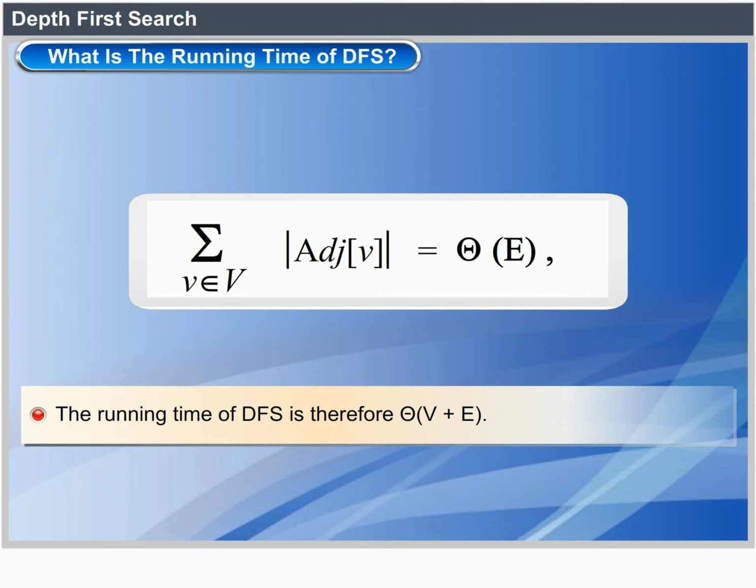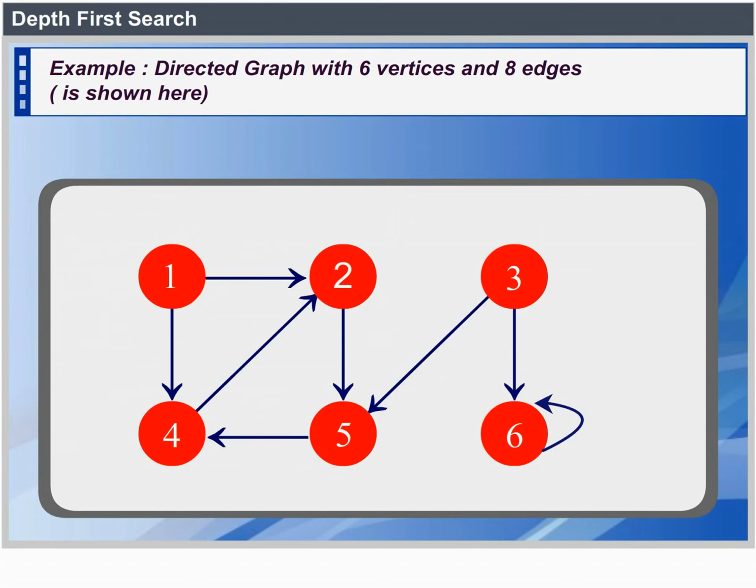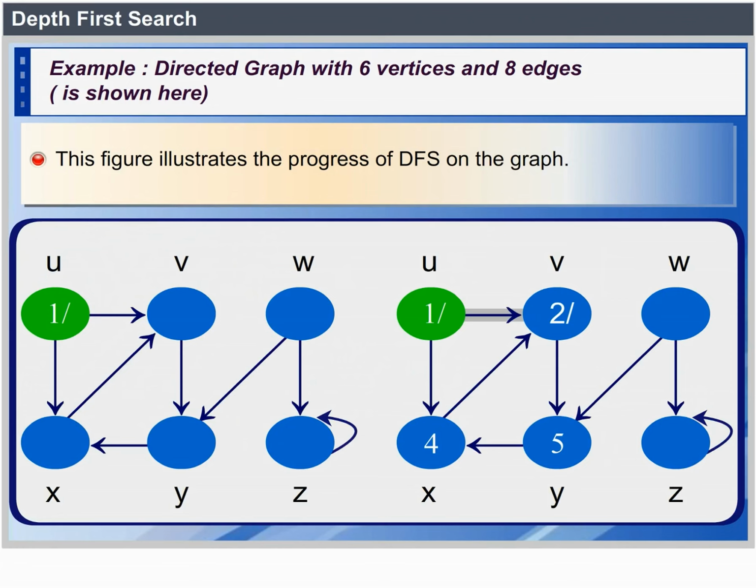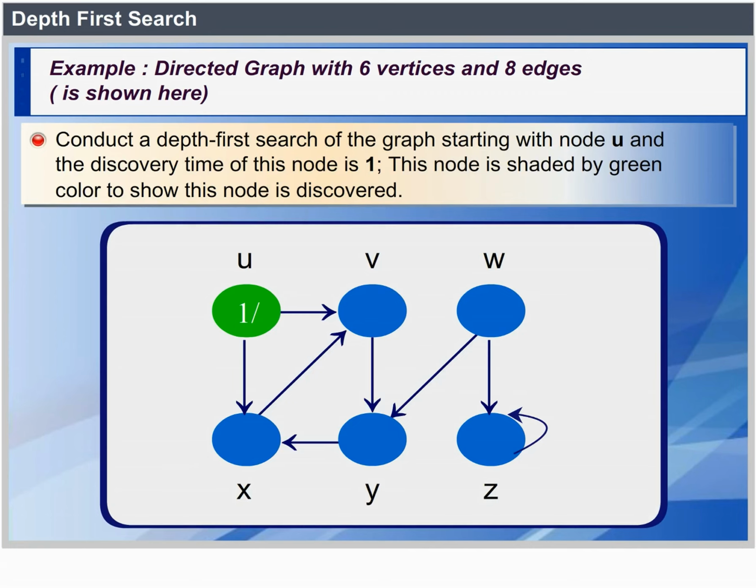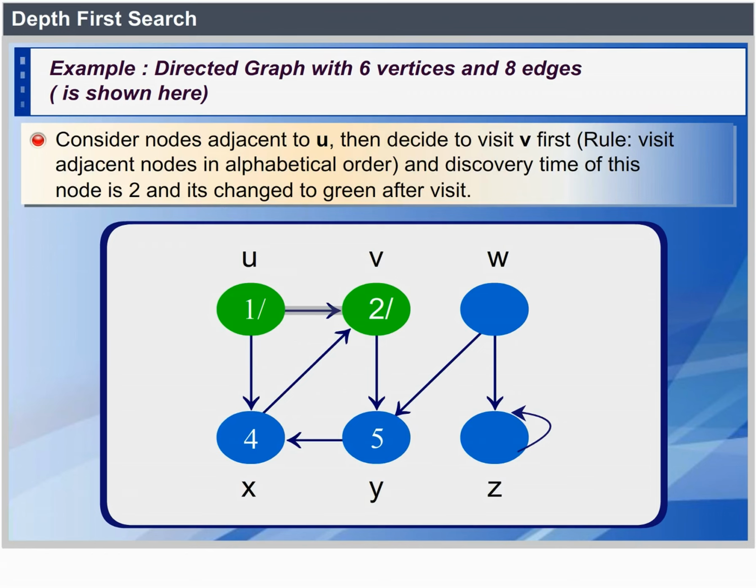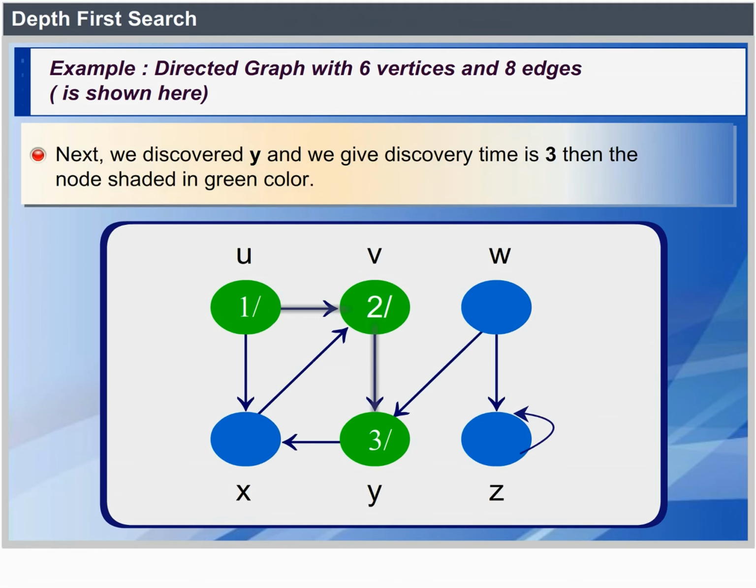Example: a directed graph with 6 vertices and 8 edges is shown here. This figure illustrates the progress of DFS on the graph. We conduct a depth-first search starting with node u, and the discovery time of this node is 1. This node is shaded green to show it is discovered. Considering nodes adjacent to u, we decide to visit v first. Rule: visit adjacent nodes in alphabetical order. The discovery time of v is 2, and it is shaded green. Next, we discover y and give it discovery time 3, and it is shaded green.